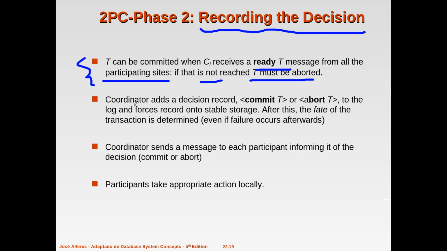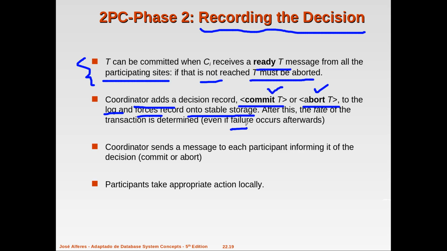Upon receiving that, the coordinator adds a decision record, either commit T or abort T depending on this, to the log and forces the record into stable storage. Accordingly, it will add the data into the stable storage. After this, the fate of the transaction is determined, whether it is failure or success. So now the coordinator adds a decision, either commit T or abort T, and it is stored locally into the stable storage.